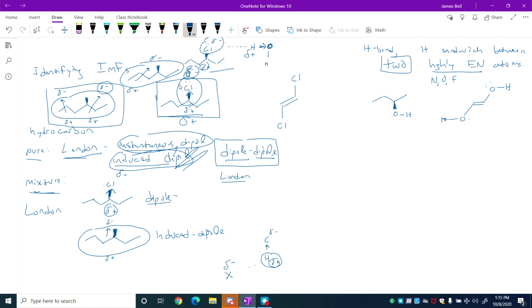So if my molecule is polar, it's going to be capable of dipole-dipole and London forces, and maybe hydrogen bonding, depending on whether it meets these requirements. What about the structure here? The structure here, what type of intermolecular forces will it be capable of?